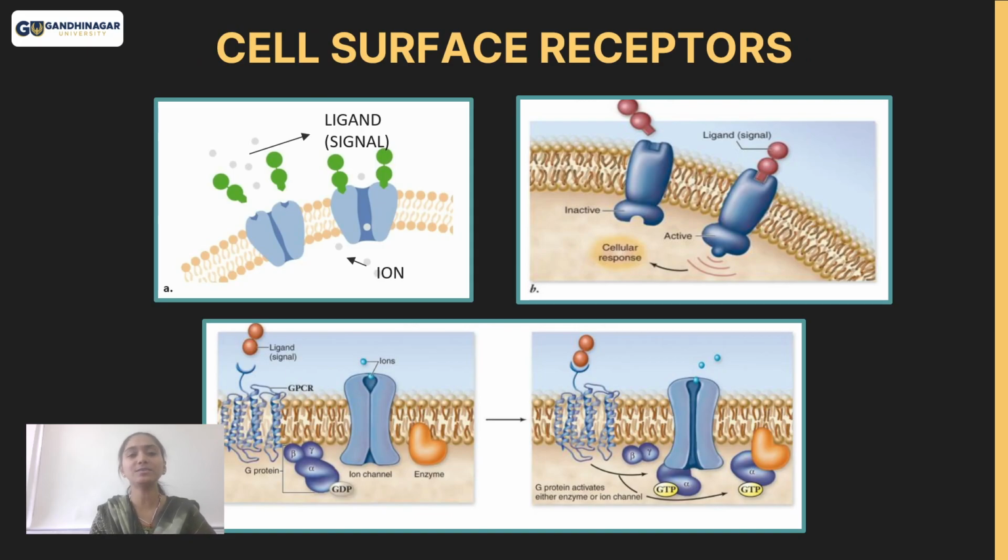Here, for cell surface receptors, this figure indicates the binding of the ligand with its receptor site. After binding, the transduction process will occur. In that transduction process, the inactive site will be activated and gives the cellular response.